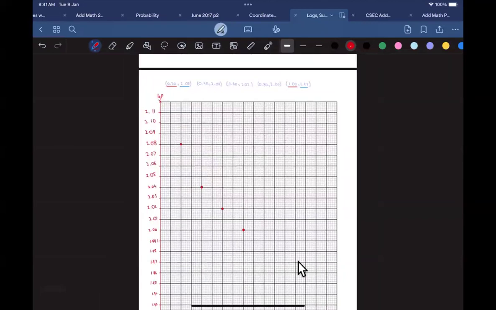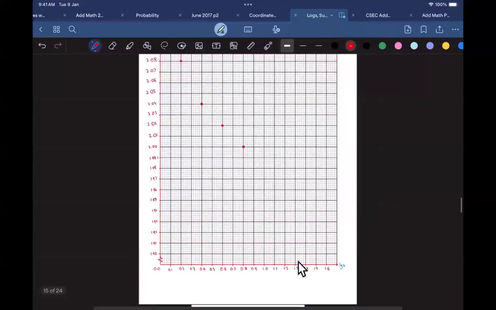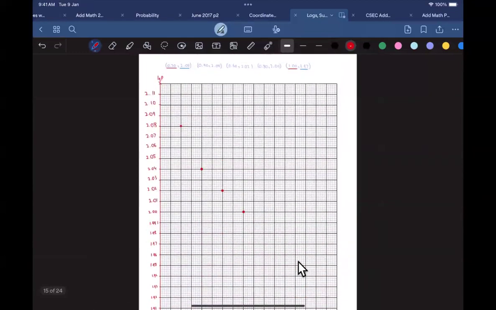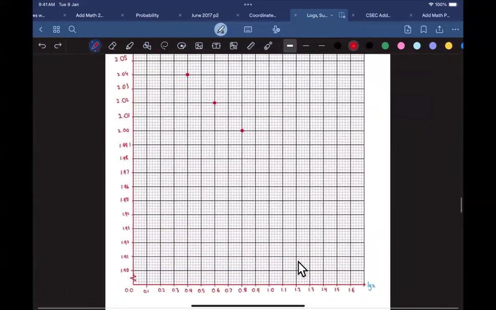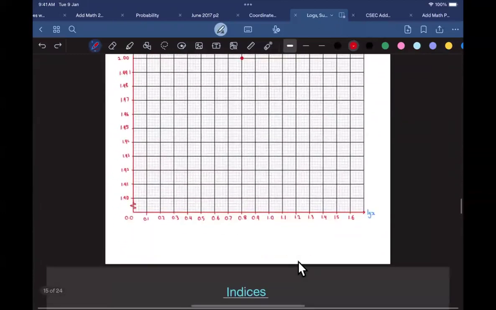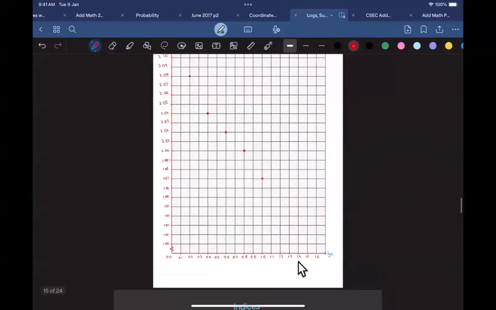What's the next point? What's the next point? The last point. 1.0. No, that's the X one. 1.00, I think. Yeah. And the Y one is 1.97. Right?